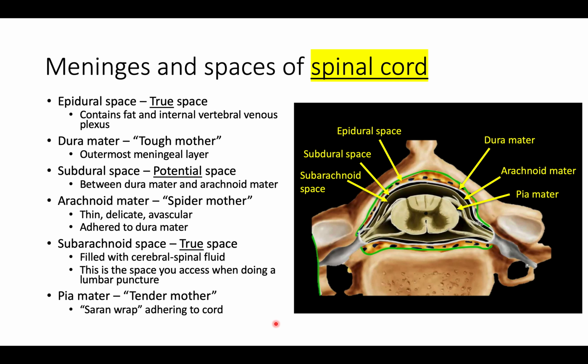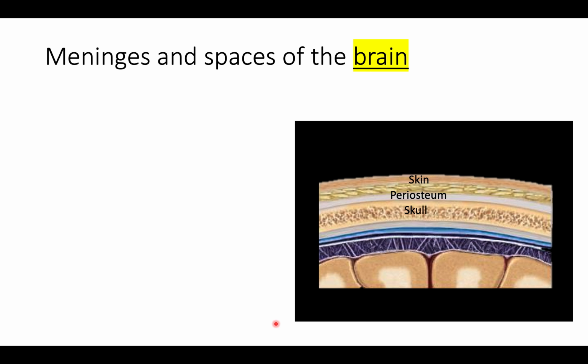Our last space is the subarachnoid space, in between the arachnoid and pia mater, and it is a true space. It's filled with cerebrospinal fluid, so when doing a lumbar puncture, this is where you would gain access to that CSF. In the brain, it's slightly different but very similar.